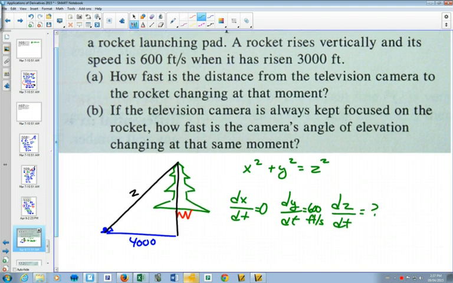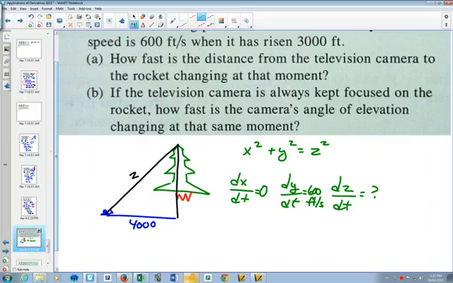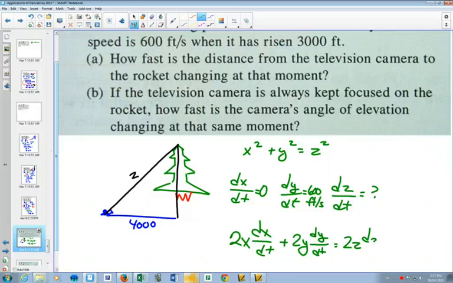So once we've got that, now we can do implicit differentiation of this. And we'll get 2x dx/dt plus 2y dy/dt equals 2z dz/dt. And at the point where the height is 3,000, can you recognize the triangle? How long would the hypotenuse be? 5,000.